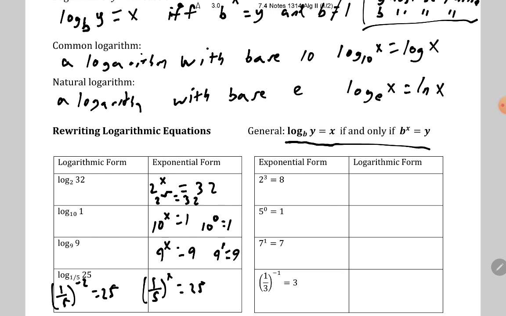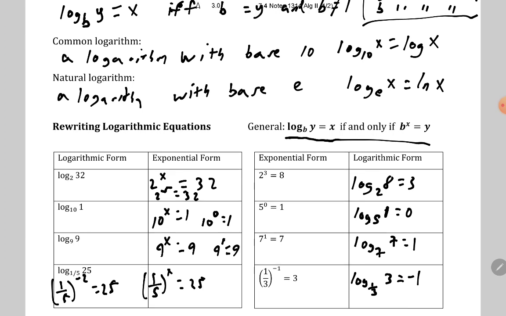Alright, exponential form, logarithmic form. Here we go. So we start out with 2 to the 3 equals 8. So we're going to say log base 2 of 8 equals 3. Log base 5 of 1 equals 0. Log base 7 of 7 equals 1. Log base 1/3 of 3 equals -1. Alright, let's move on.